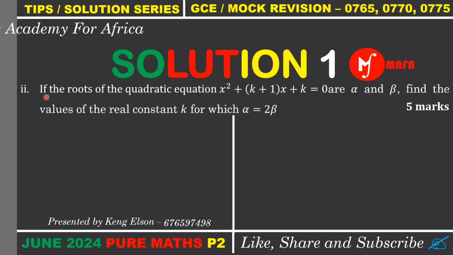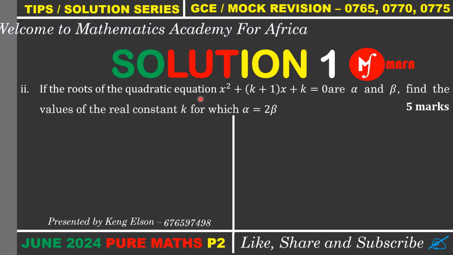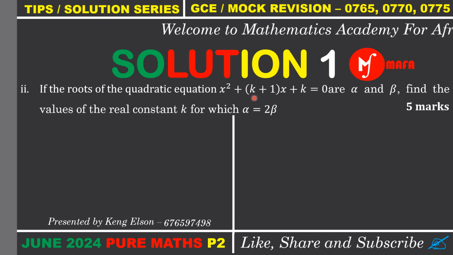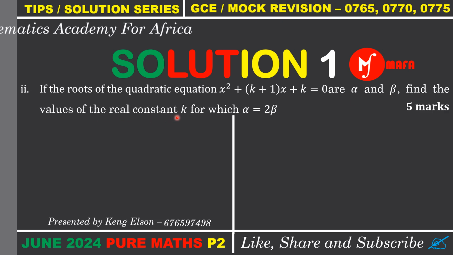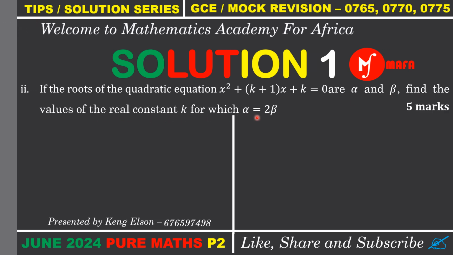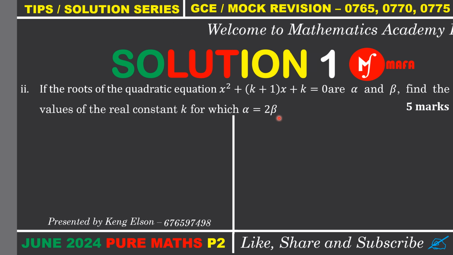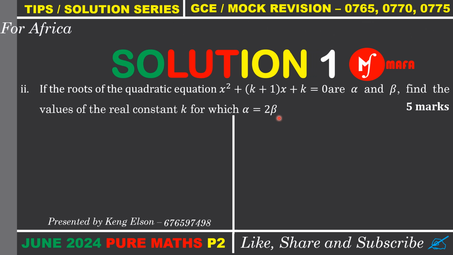Roman 2 reads, if the roots of the quadratic equation x squared plus k plus 1 times x plus k equal to 0 are alpha and beta, find the values of the real constant k for which alpha is equal to 2 beta. So in situations like this, the first thing I would always like you to do as a student is to get your sum of roots and your product of roots.